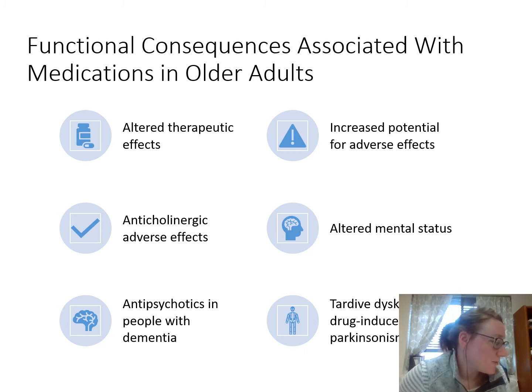And so these come with their risk as well, which increase our risk for falls, fractures, seizures, strokes, arrhythmias, MI. So there's quite detrimental effects of antipsychotics when we use them in our elderly patients. And lastly, a functional consequence related with some medications in older adults is tardive dyskinesia and drug-induced Parkinsonism. And these are also related to our antipsychotic medications.